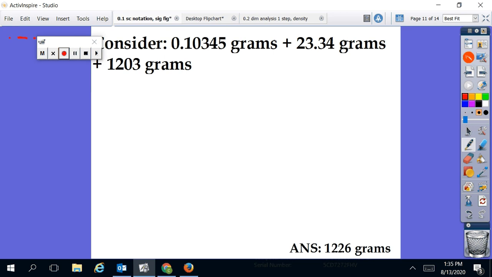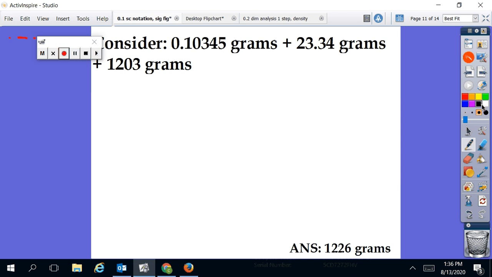Consider this problem: 0.10345 plus 23.34 plus 1203. Now I put the answer on the bottom. See if you can get that same answer. Pause it and see if you can get the same answer. Okay, let's do it together. The first thing you're going to do is just add it up in your calculator or by hand and see what you get.